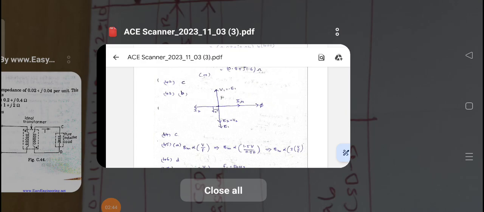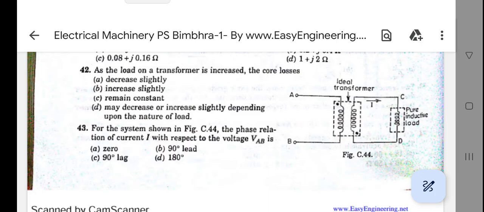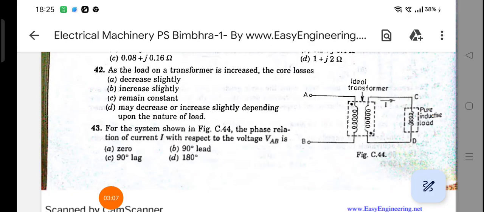Here the problem gives the load as an inductive load, a pure inductor. In case of a pure inductor, current lags voltage by 90 degrees. Now see here, current I2 lags E2 by 90 degrees. But the problem is asking for current I with respect to voltage VAB. VAB is nothing but the primary supply voltage, that is V1.